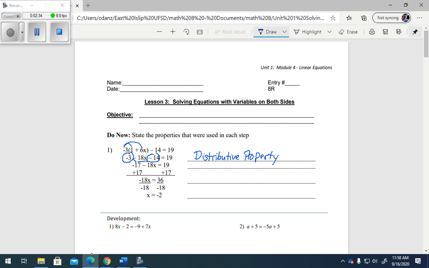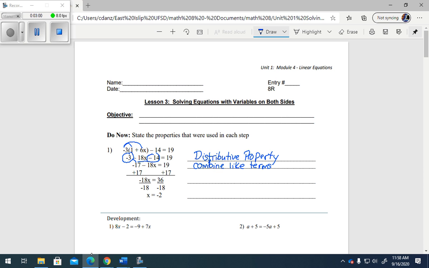That's actually not a property. Believe it or not, I'm supposed to call it something like the distributive property, but I think that's a little too hard for you to understand at this time. Let's just write combine like terms. Because that's what we call it. That's what I would call it every day, actually.